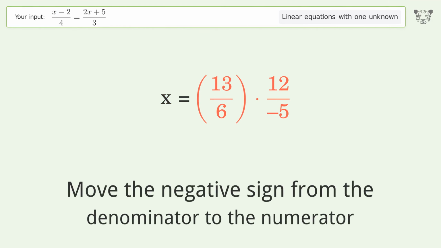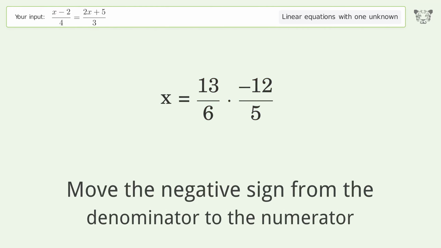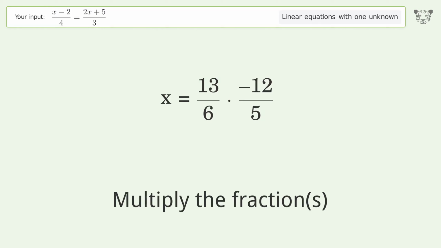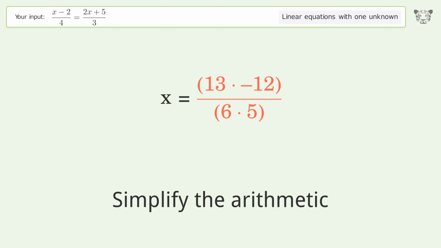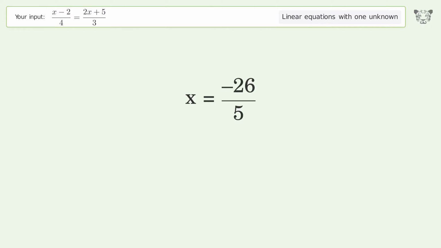Move the negative sign from the denominator to the numerator. Multiply the fractions. Simplify the arithmetic. And so the final result is x equals -26/5.